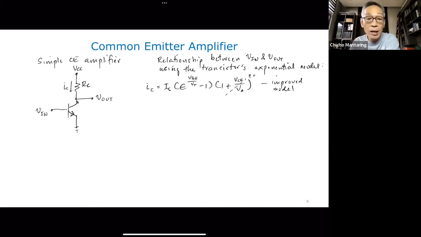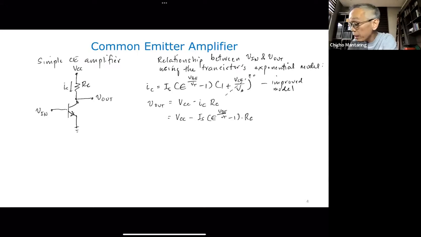Okay. Now note that V sub O, V out, is just VCC minus IC times RC. Right? So what is this? This is VCC minus I sub S times e to the VBE over V sub T minus 1, multiplied by RC.